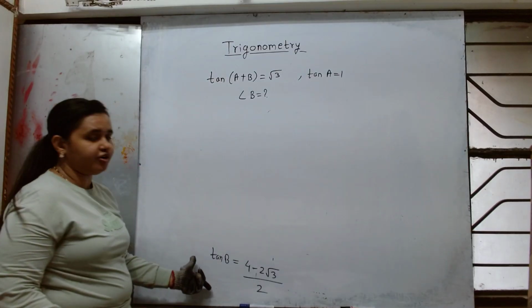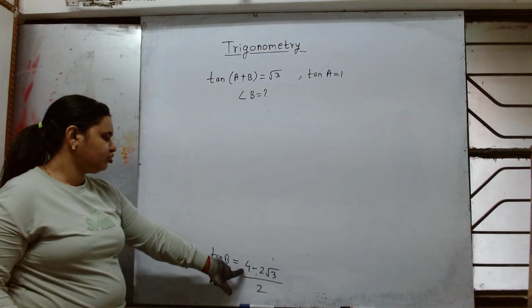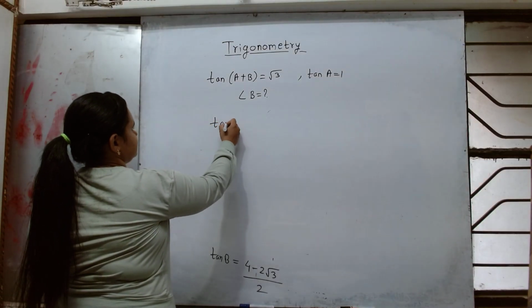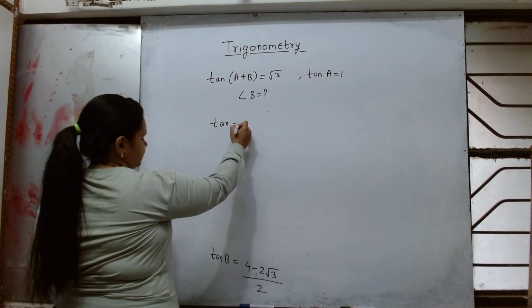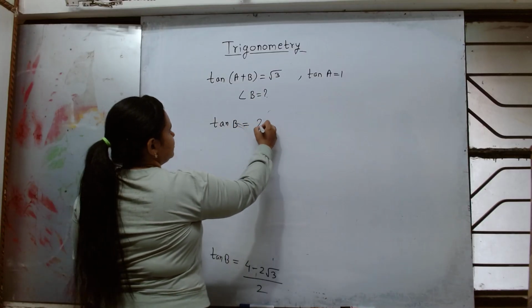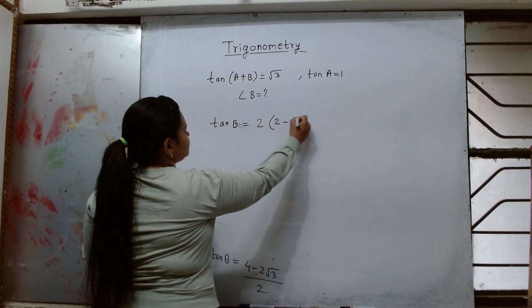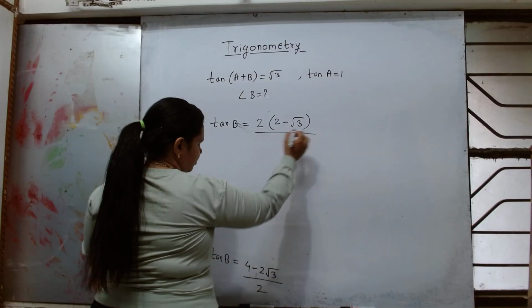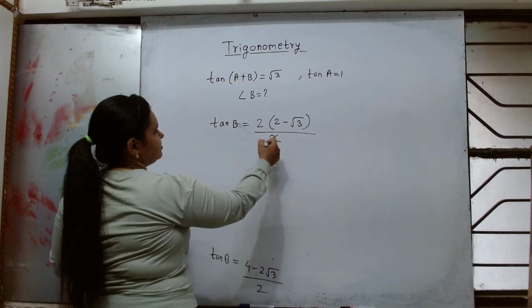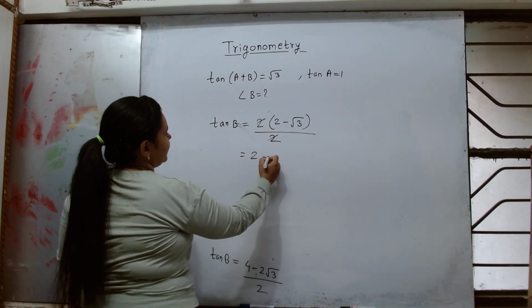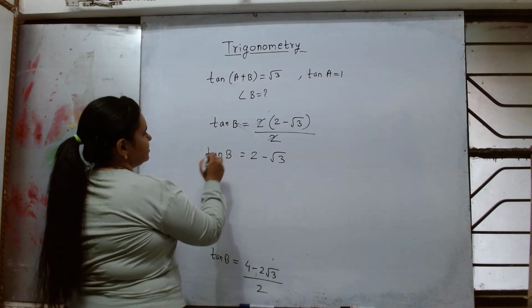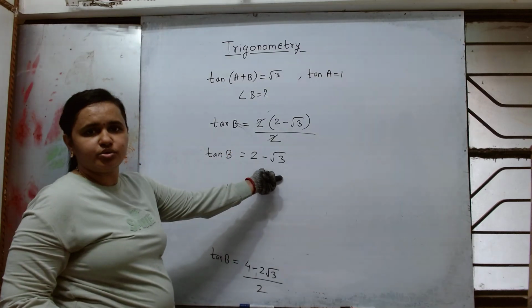Now continuing from this, we can take 2 common from the numerator. If we take 2 common from the numerator, it will be 2 in bracket 2 minus root 3 upon 2. Now 2 will get cancelled. It will be 2 minus root 3. Tan B is 2 minus root 3.